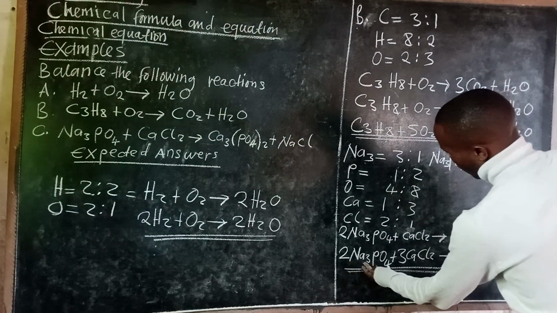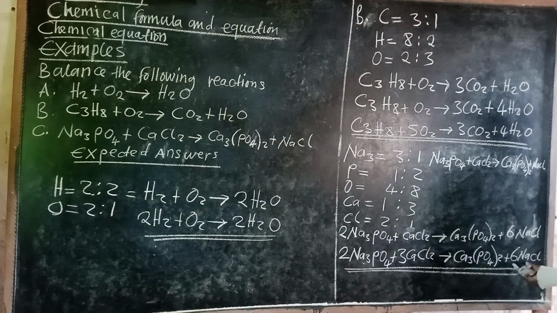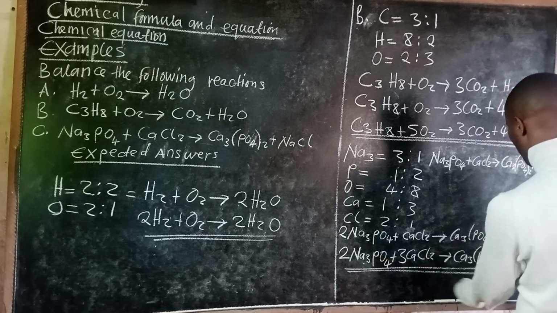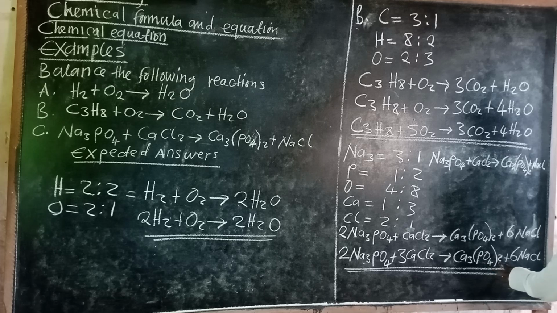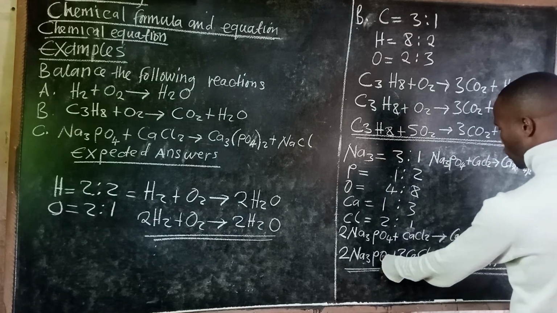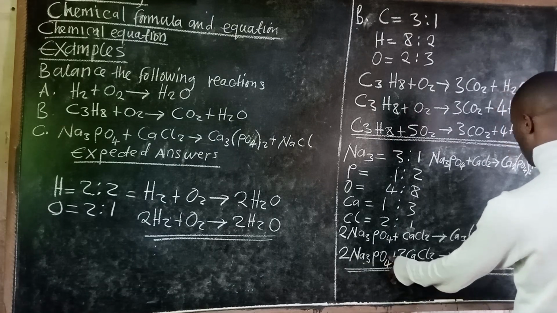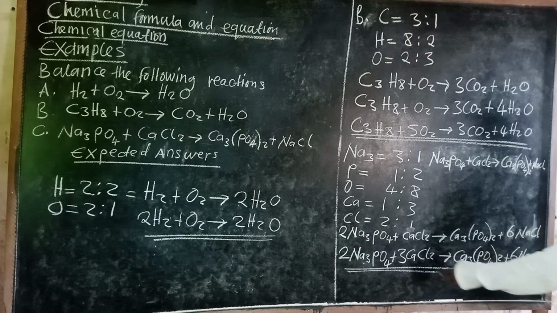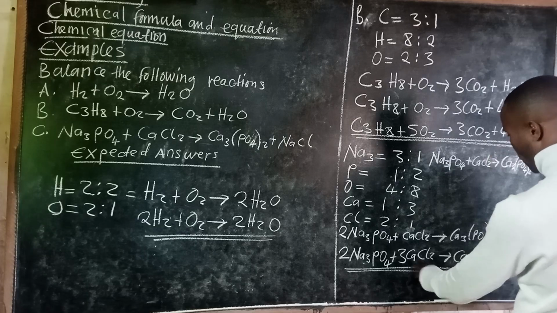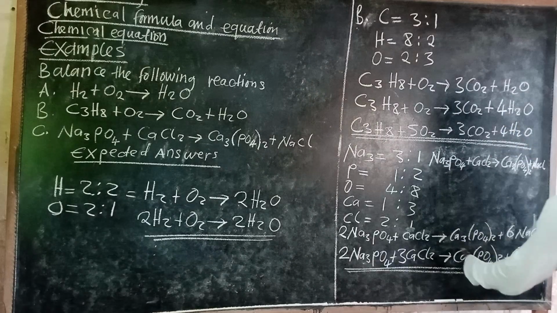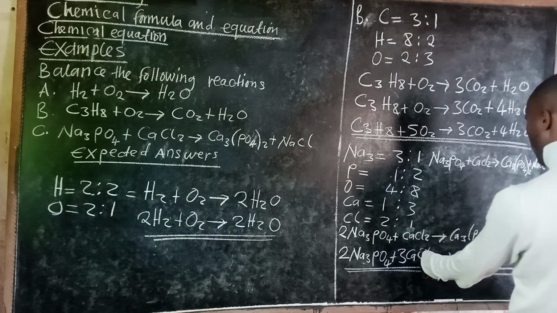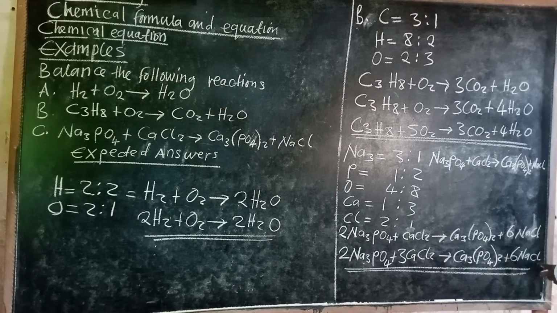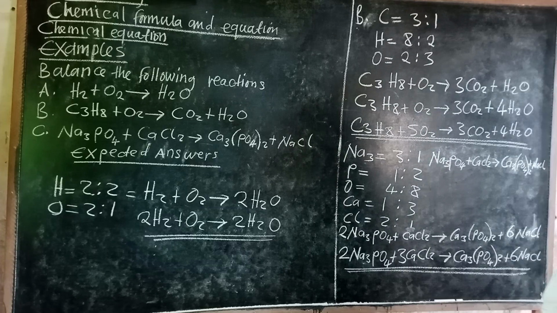You can see sodium is 6. This side sodium is also 6. Then phosphorus is 2. Then phosphorus this side is also 2. Okay. Then oxygen, there is 2 there times 2, 8. Oxygen this side 8. Even here oxygen is 4 times 2, 8. Then you can come to calcium. Calcium is 3. Then even here calcium is 3. Then chlorine is 6. 2 times 3, 6. Even here chlorine is 6. So meaning the equation has been balanced.